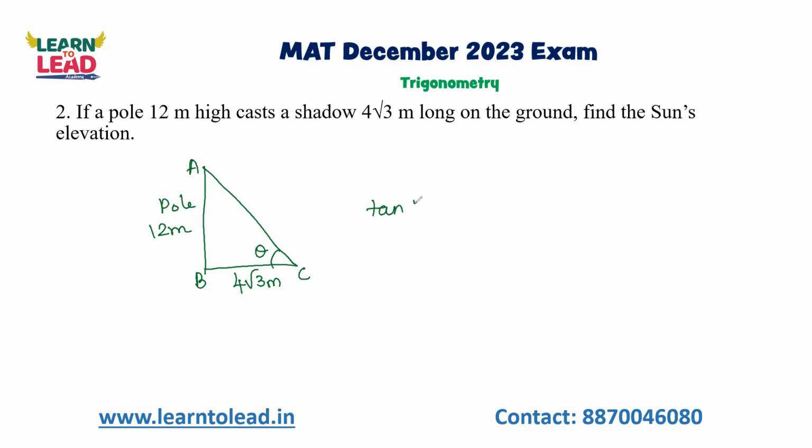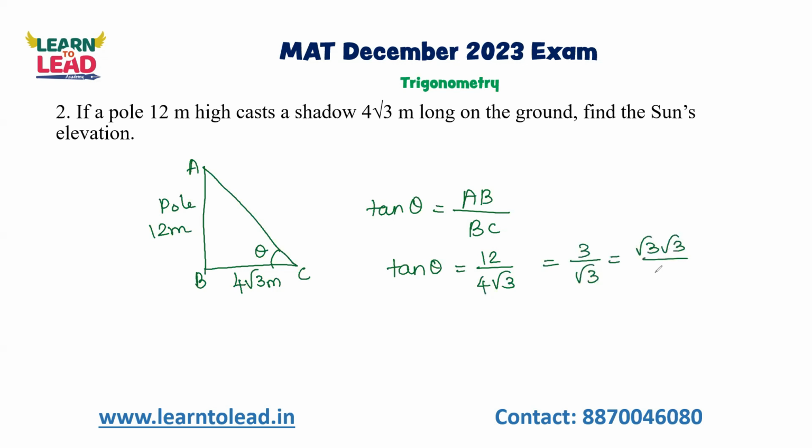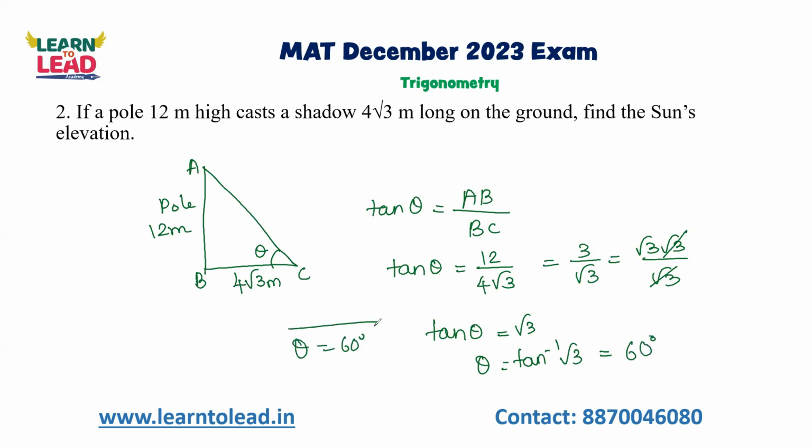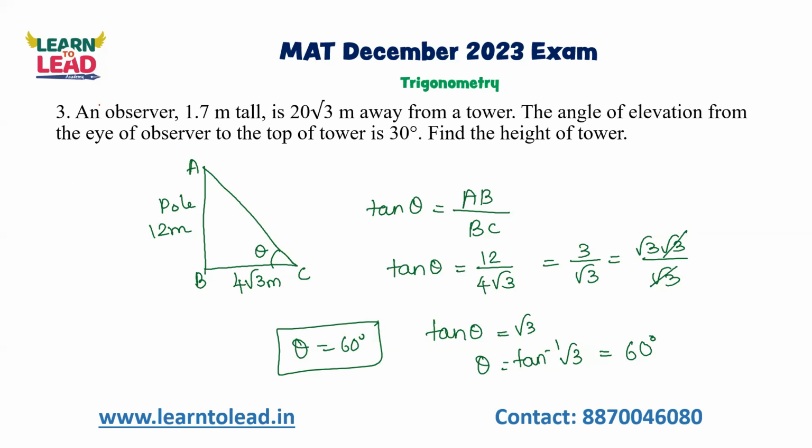So we should know tan theta is equal to opposite AB by adjacent BC. So tan theta is equal to opposite 12 by 4 root 3. So 3 by root 3. 3 you can take as root 3 into root 3 by root 3. So tan theta is equal to root 3, and theta is equal to tan inverse of root 3. So what is tan inverse of root 3? 60. So theta is equal to 60 degrees here. Now, this is the next question.